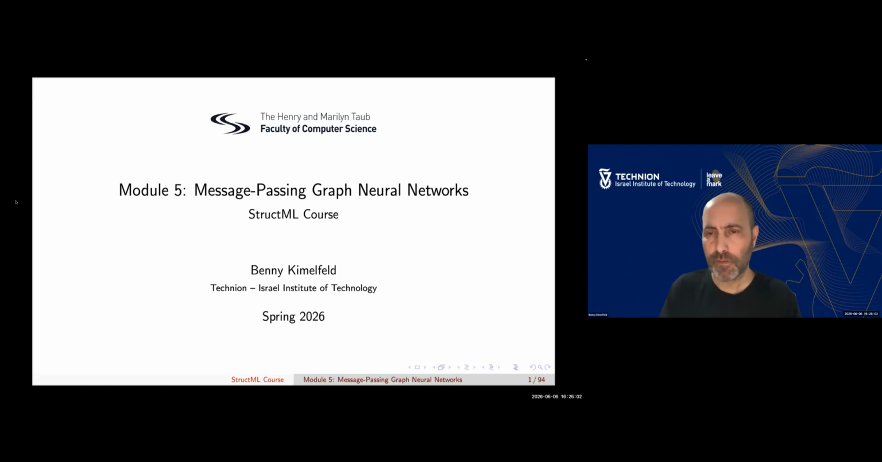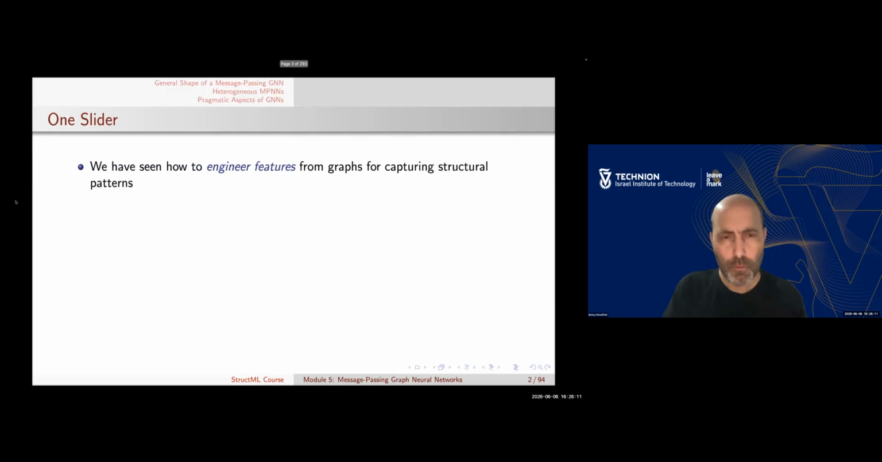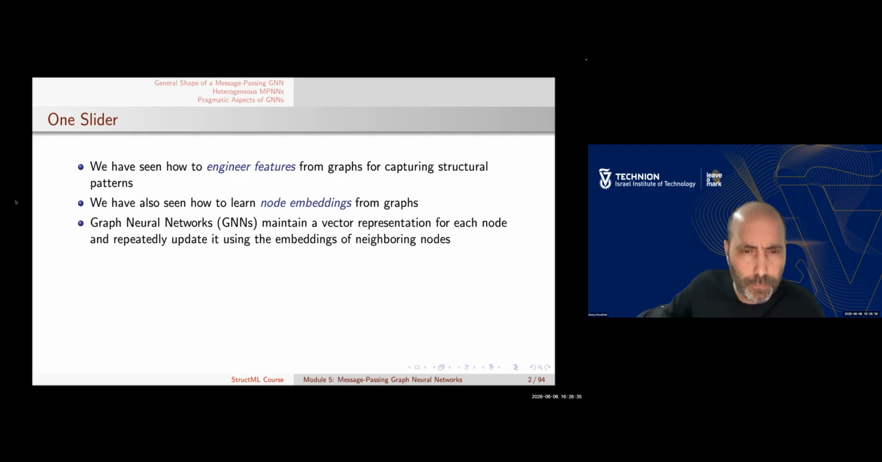We begin with Module 5, Message Passing Graph Neural Networks, MPNNs, basically deep learning over graphs. Let me start with a one-slider. We've seen how to apply feature generation, engineering on graphs, basically capturing different structural patterns like triangles and so on from the graph. We also saw how to learn node embeddings, node representations, on graphs from the graph content.